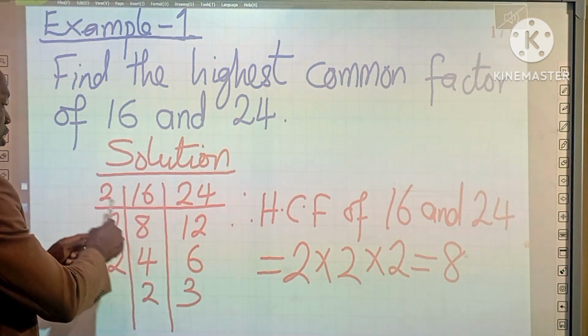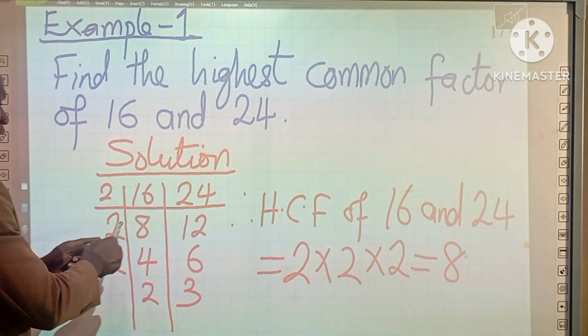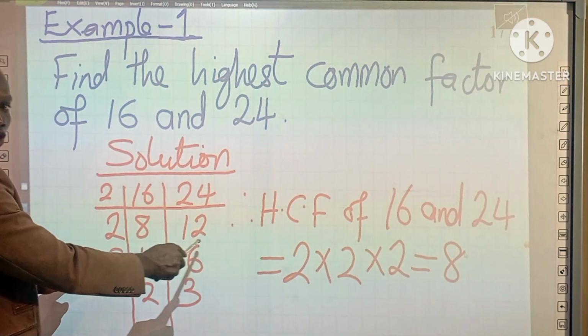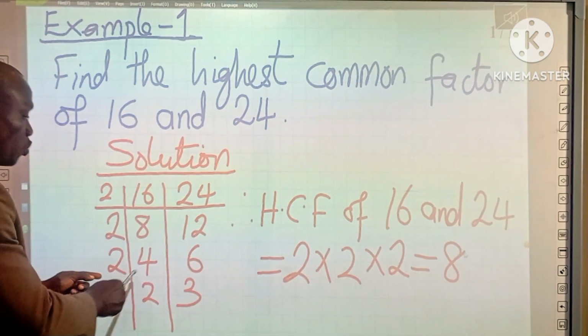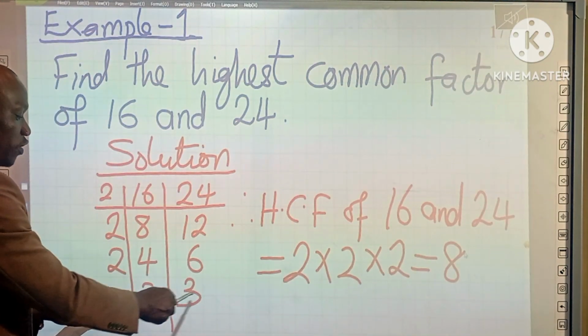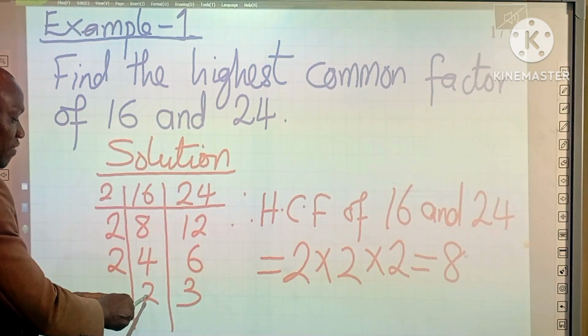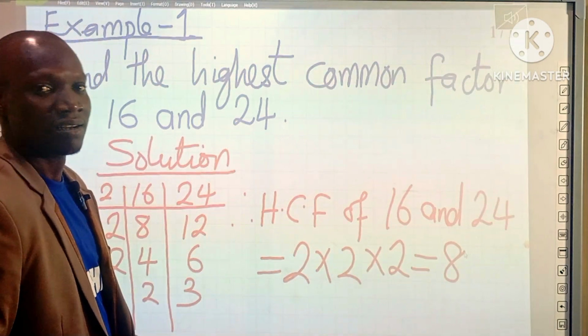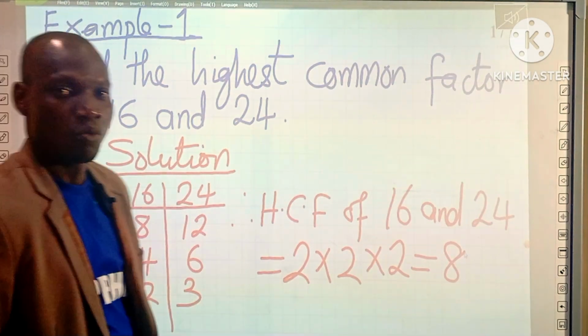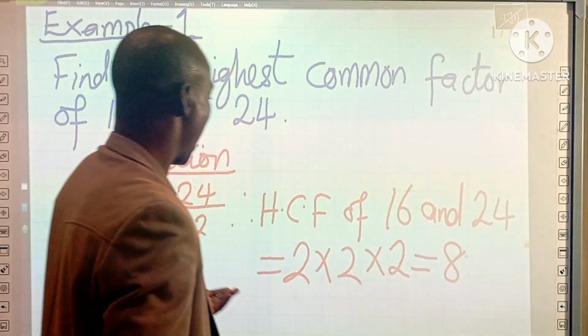That is what we have here. 2 was able to go into both of them, and the next time, 2 was able to go into both of them also. And the third stage, 2 was able to go into both of them. We got to the fourth stage, we discovered that 2 can only divide this and can't divide this. So that is the end of our factorization. With that, we have come to the end of our question.